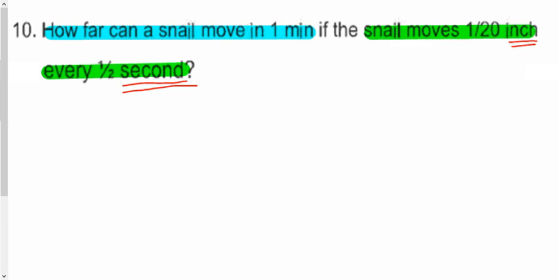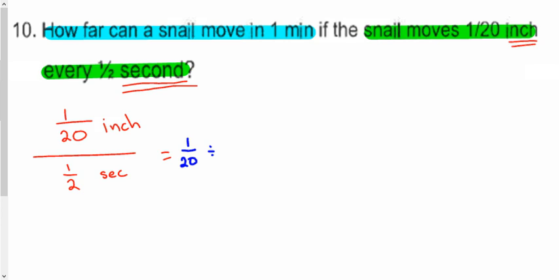But you know what? We can take what they give us, a 1/20th of an inch over 1/2 of a second. We can take what they give us and we can say, hey, take the top number 1/20th, divide it by the bottom number, and we get this weird fraction, 1/10. Well, that's how many inches it can go in 1 second. That's a unit rate, right?